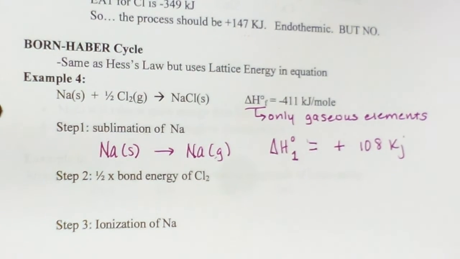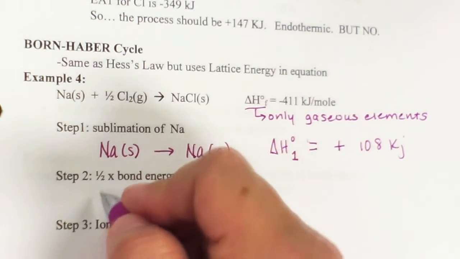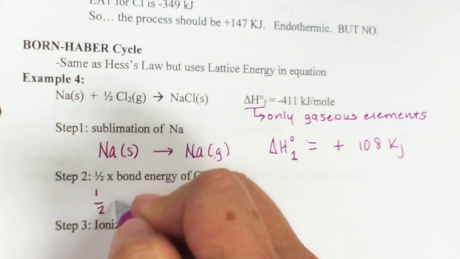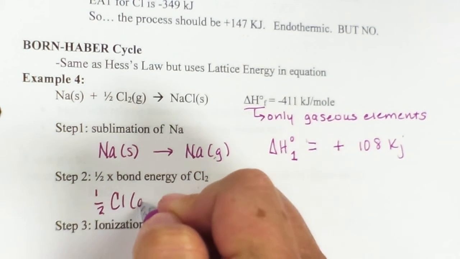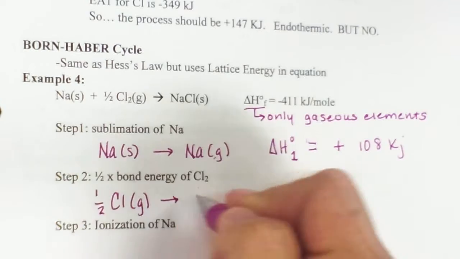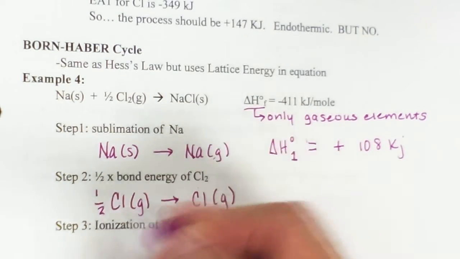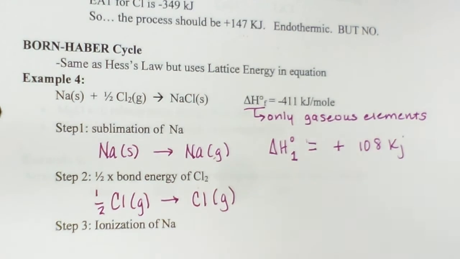Step 2. Next, we're going to have to take Cl2 and we're going to have to separate it because we only want half of that. We only want 1 chlorine. So we're going to take 1/2 of Cl2, which is gas, and we're going to break that down into just chlorine, which is a gas.